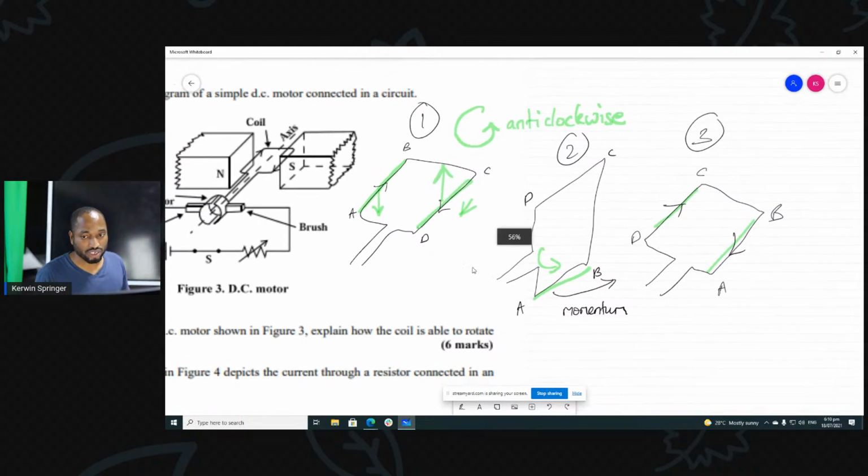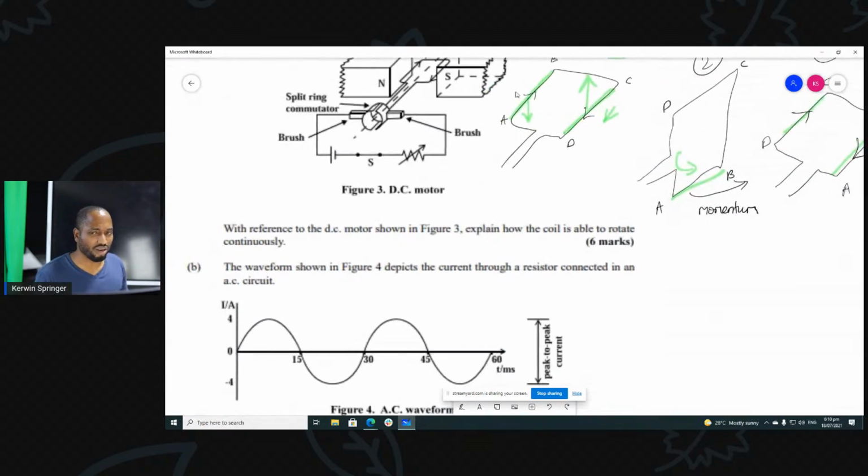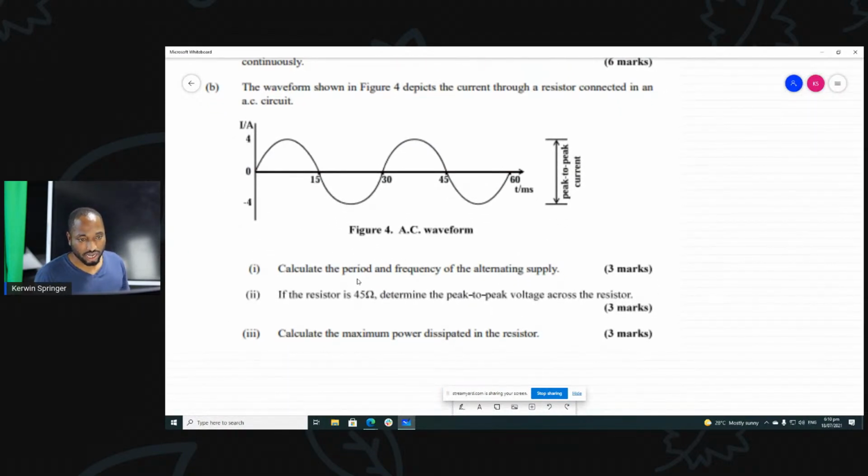The split ring will break the circuit, and the momentum will allow it to carry over. Okay, that's enough talk on that. Go and revise that, watch the videos I tell you to watch. Then you go into the calculations. This has nothing to do with the previous thing. Calculate the period and frequency of the alternating supply.